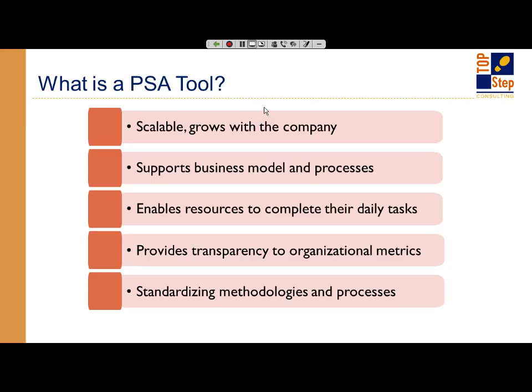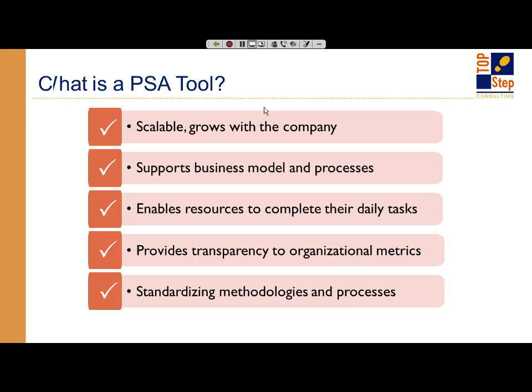So as you're considering a PSA tool, these are the various areas that you want the tool to be able to meet. And usually they're the reasons that companies start looking for a PSA tool. The first one being that the company is growing out of Excel. It's just taking too long to do work. But the other items are equally as important in understanding what a PSA tool delivers and what you should be considering in your organization that you need a PSA tool to do.